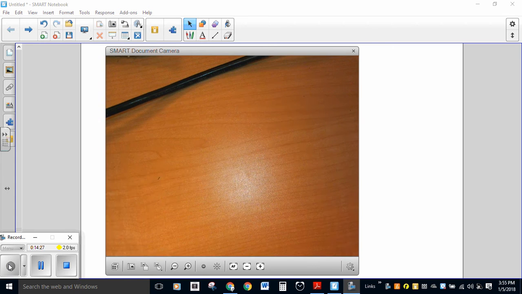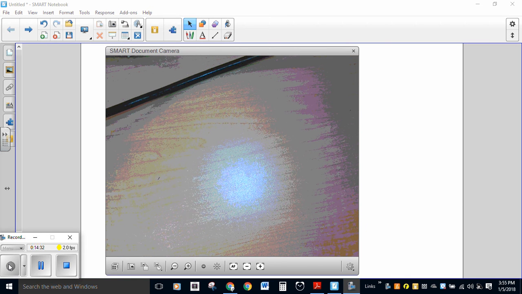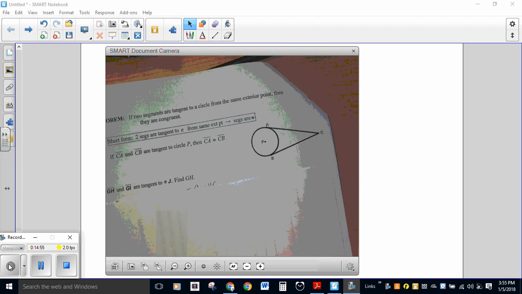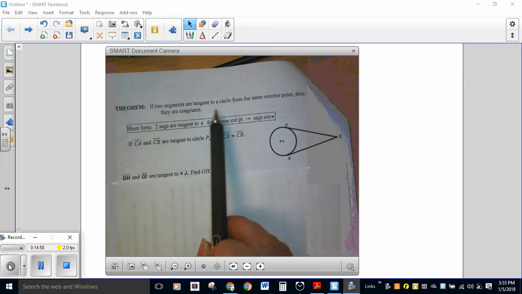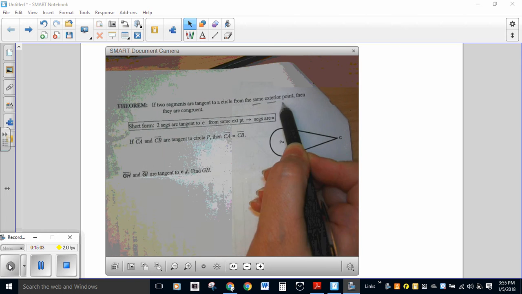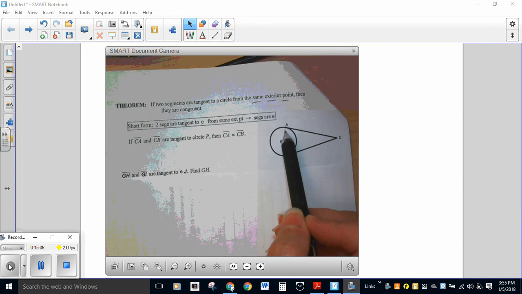Now, the last thing that I'm going to go over, because we did not get to this part, and you're going to need this on Monday, is exercises 7 and 8, which contains your theorem, which was on the back of page 5, which is page 6. Okay, and the theorem says that if two segments are tangent to a circle from the same exterior point, then they are congruent. So that means that line segment CA and line segment CB are congruent because they're tangent to the same circle.